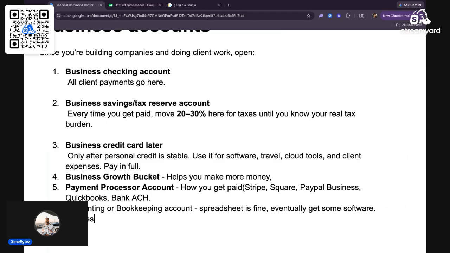Business credit later. You don't want to rush into business credit if your personal finances are messy, but business credit can be helpful. Don't rush. Business credit card first. Eventually, a business credit card can help you with things like software subscriptions.